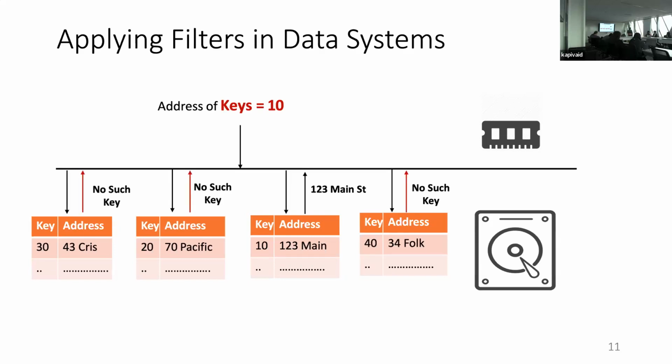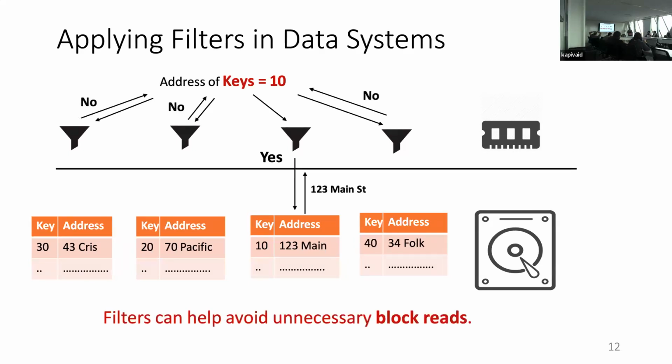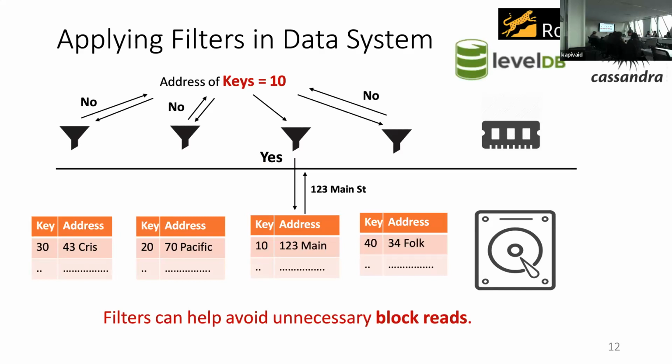So in systems like these, the system ends up doing a lot of unnecessary block reads, and filters can be really useful in this particular application. So what the system can do is it can store one filter per block in memory, and essentially all the queries can first be directed to these filters, and only when the filters say yes do we go and read the corresponding block. So this way filters can help avoid a lot of unnecessary block reads. Now, given this use case, filters have been implemented in a lot of production systems like RocksDB, LevelDB, Cassandra.